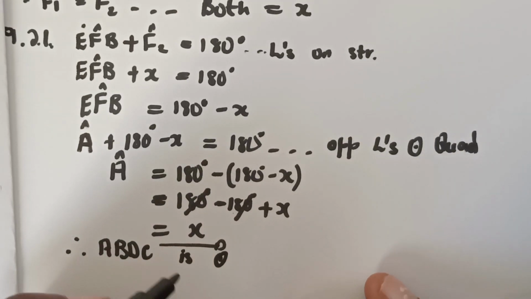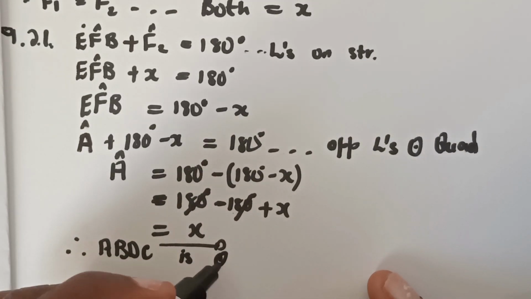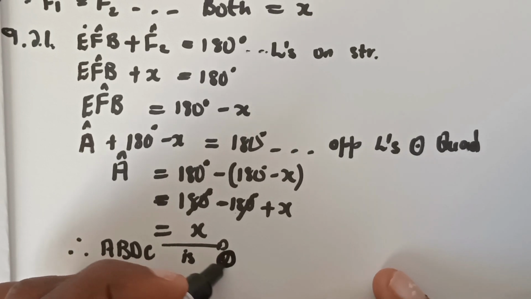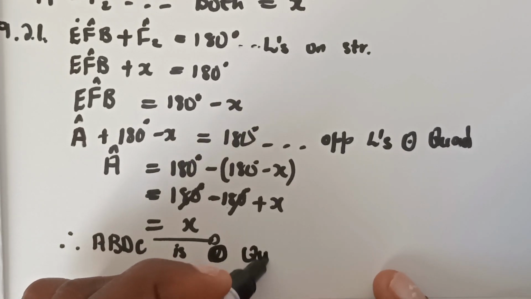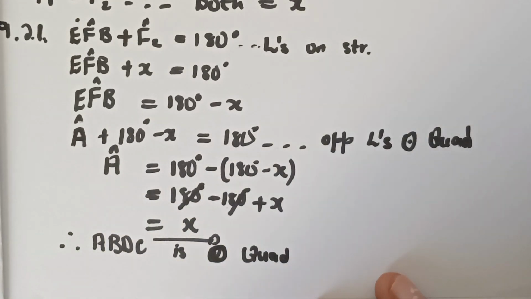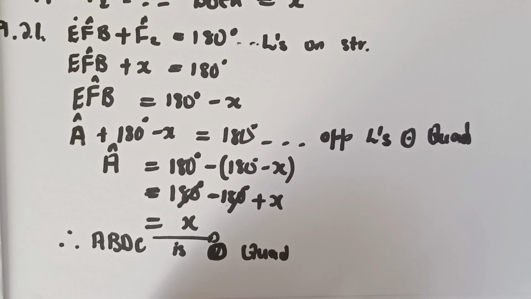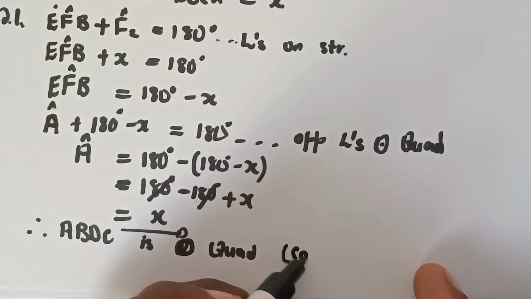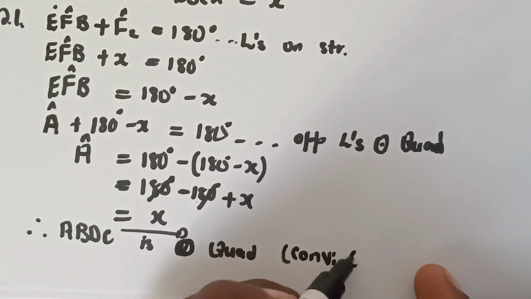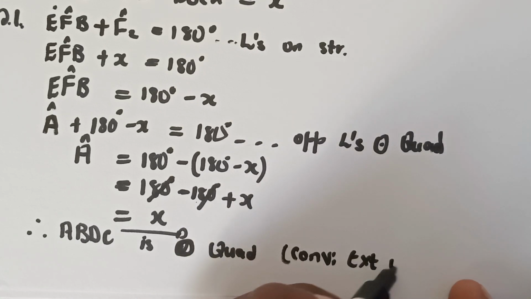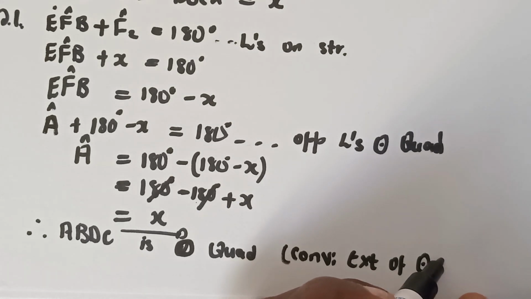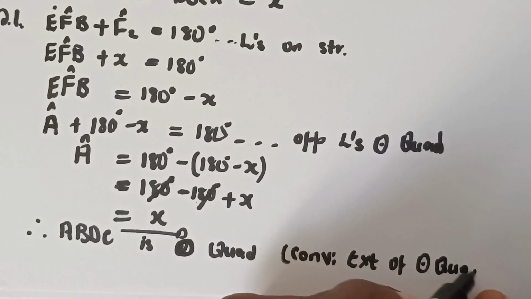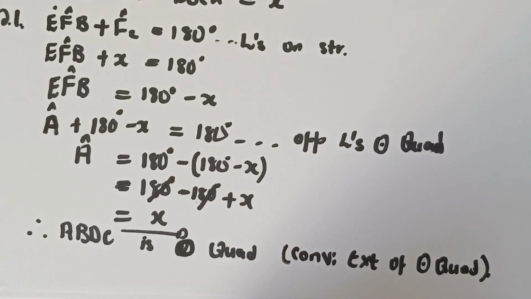I'll just put an O here, meaning that it's a cyclic quad. So now the reasoning is that this one is the converse exterior angle of a cyclic quad. That is our reasoning. So now we are done with 9.2.1.